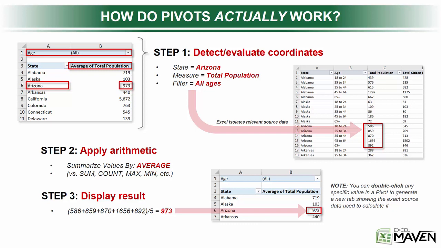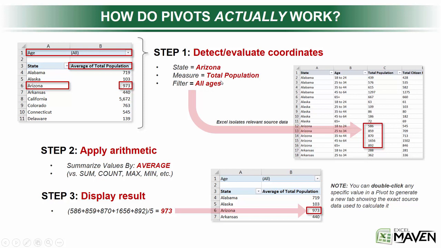So step one is about detecting and evaluating coordinates. And by coordinates, I mean the row labels, the columns or measures, and any filters that you've defined in a pivot table view. So in this case, if we're interested in knowing how this number 973 was calculated, we first start by looking at the coordinates that generate it. So in this case, the state is Arizona, the measure is total population, and the filter includes all ages.